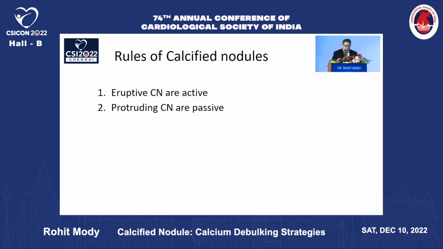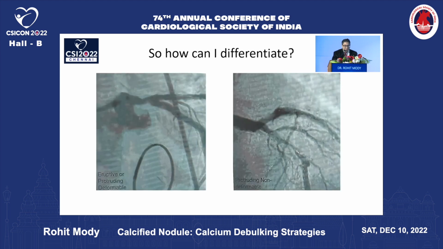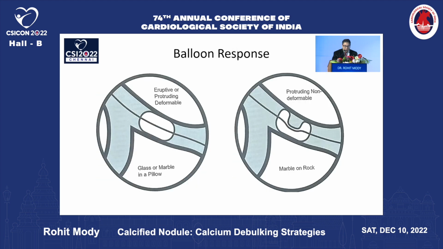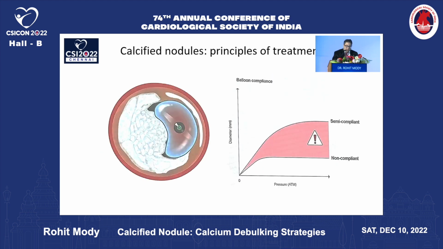So the rules of calcified nodules, as I told you: eruptive calcified nodules are active and protruding nodules are passive. So how can I differentiate? You can see the eruptive or protruding nodule is deformable, that is glass or marble in pillow, and protruding non-deformable can be there, like a marble on rock, where you will have a dog boning on the ballooning. Then the principles of treatment of calcified nodules can be used with non-compliant and semi-compliant balloons.